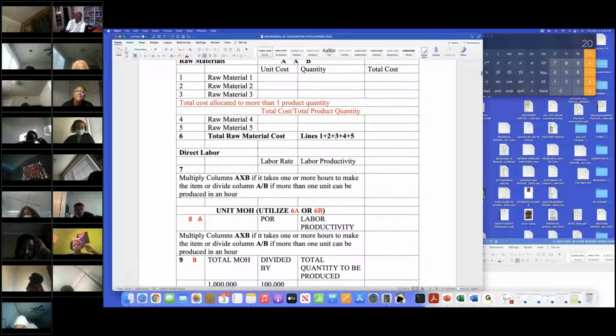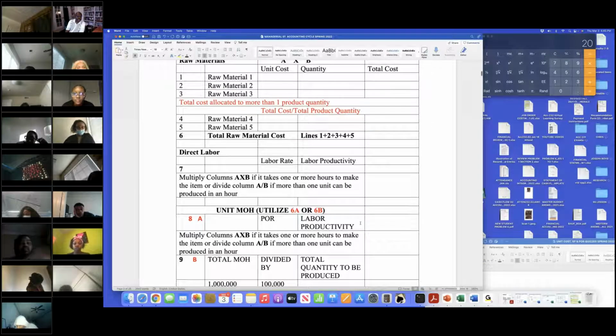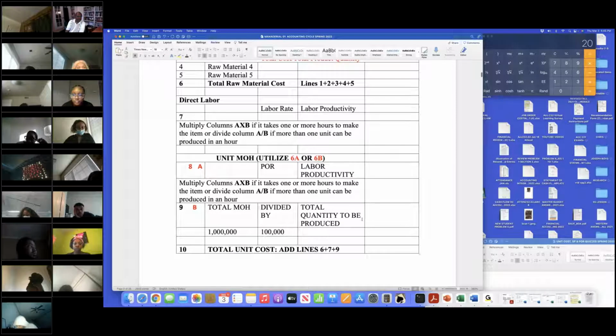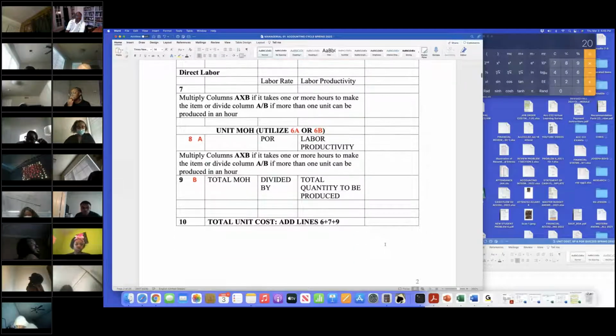For the manufacturing overhead, we simply said get your total overhead and divide it by the quantity to be produced. That'll give you the unit cost for the overhead. To get the total cost, we just simply add all of those up together.